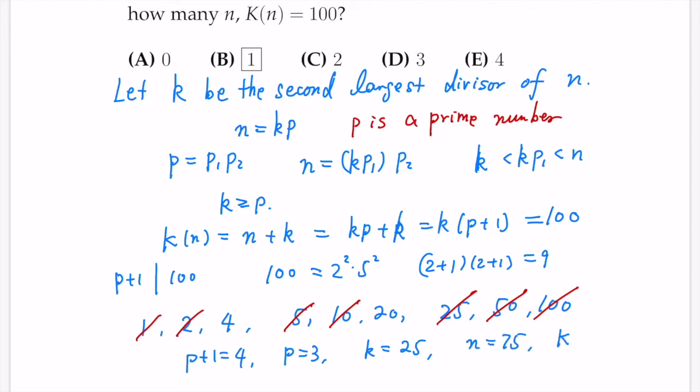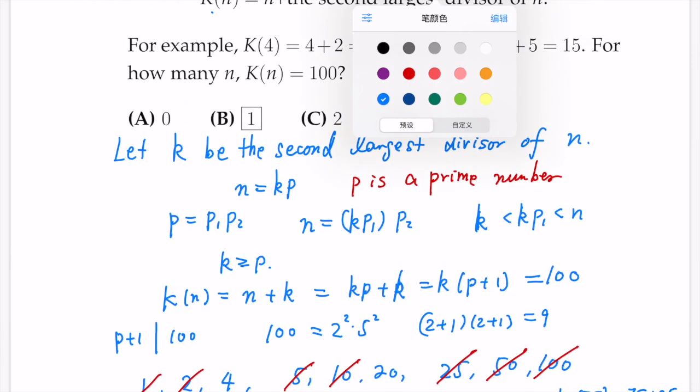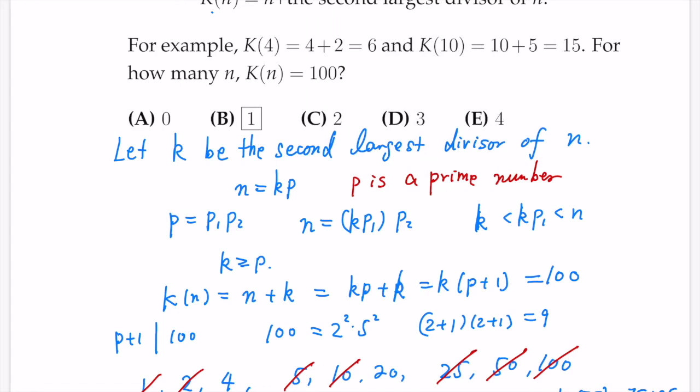So we can double check. k(75) is equal to 75 plus its second largest divisor, 25. That's equal to 100. That gives us one solution. And p plus 1 equals 20, p equals 19. Well, 19 is a prime number, but it does not satisfy k greater than or equal to p, because if p were 19, then k would be equal to 4. 4 is not bigger than or equal to 19, so this is not a solution. So the conclusion is that the equation k(n) equals 100 has only one solution, and the correct answer is B.